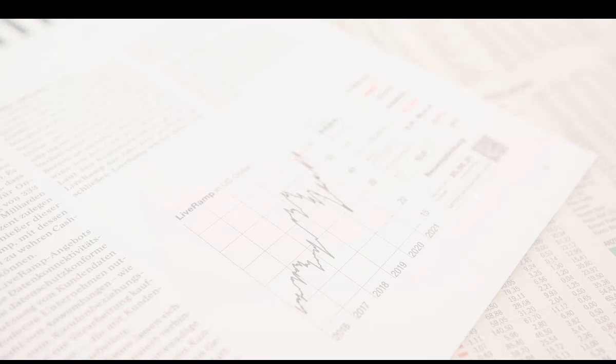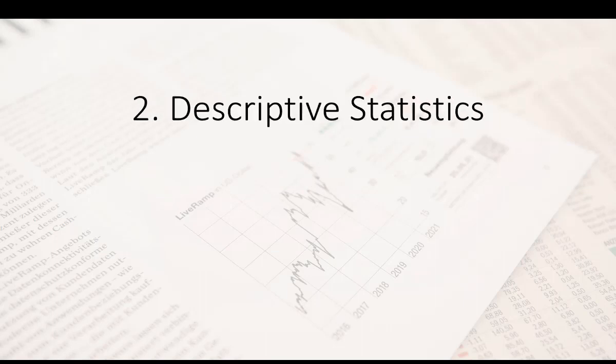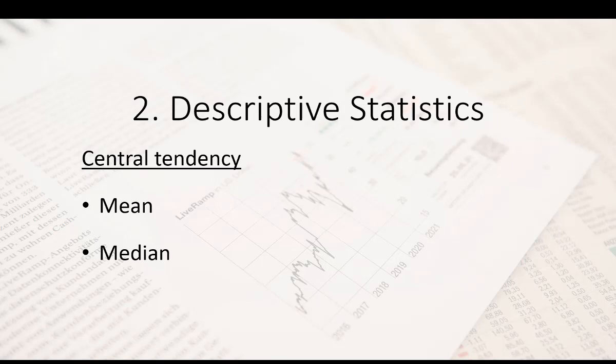Part 2. Descriptive Statistics. Now that we have a basic understanding of statistics, let's dive into some key concepts and techniques. The first is Descriptive Statistics, which involves methods of summarizing and describing data. Some common measures of central tendency include mean, the average value of the data; median, the middle value of the data; mode, the most common value in the data.